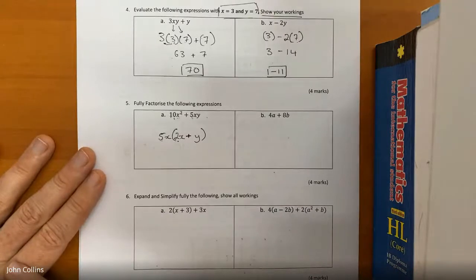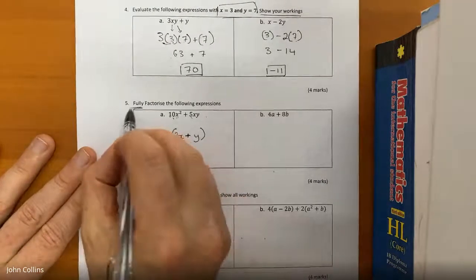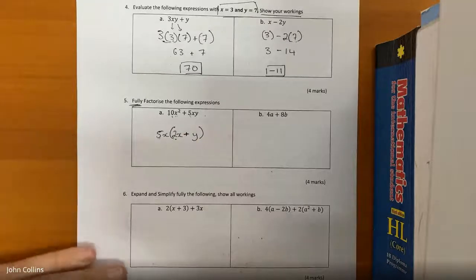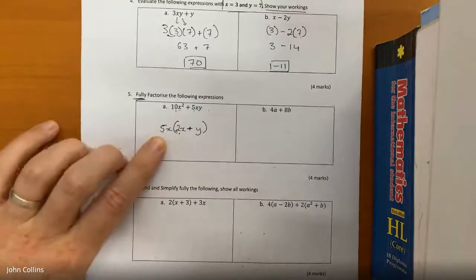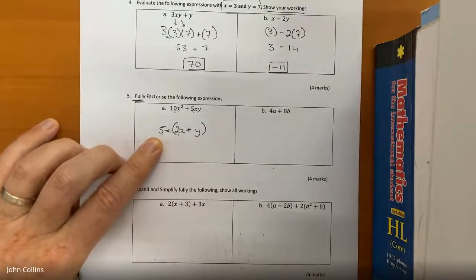That is it factorized, fully factorized. So if you only took out the number or only took out the letter, that'll only be half marks because they're asking to fully factorize. So you need the highest common factor to both. So the highest common factor to both is 5x.